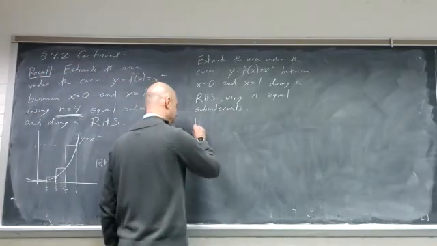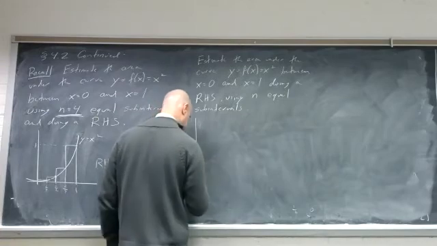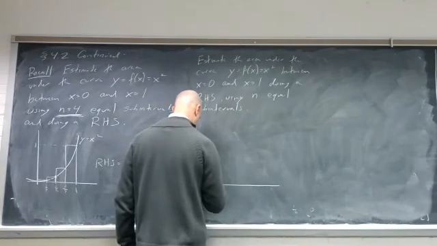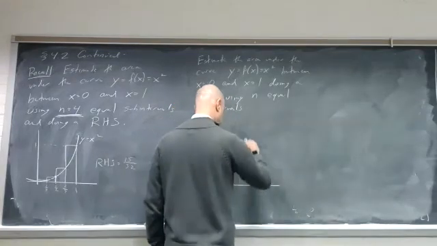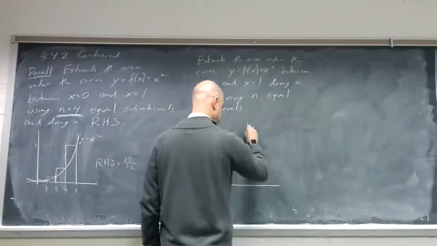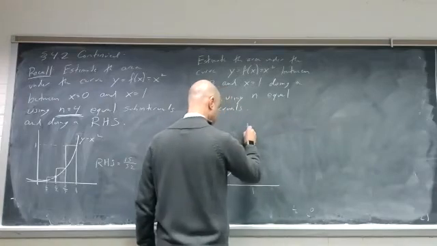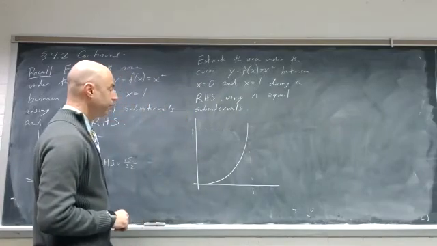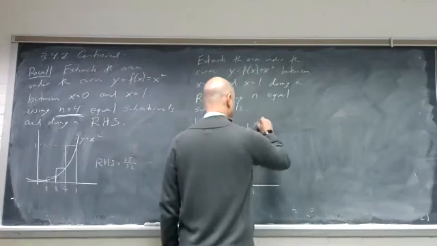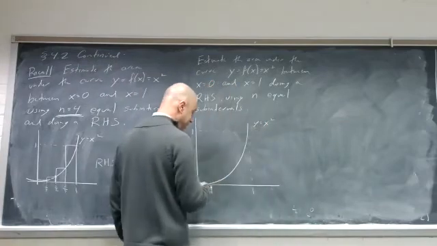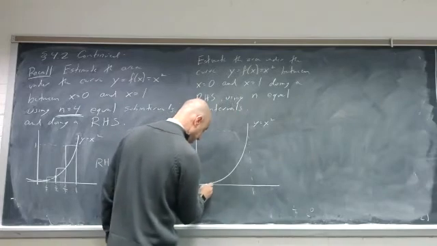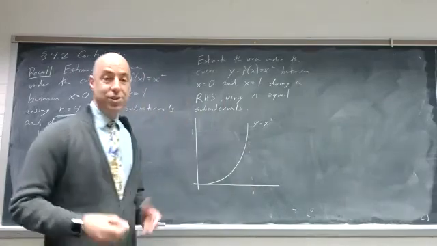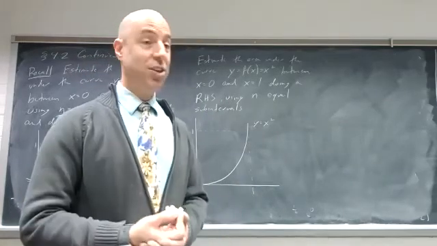Okay, so let's draw ourselves a picture. Draw a little bit bigger. We're still going from 0 to 1. This is still y equals x squared. And I'm going to break it up into, I don't know how many parts, just n. So if we break the interval 0, 1 up into n parts, how wide is each part?